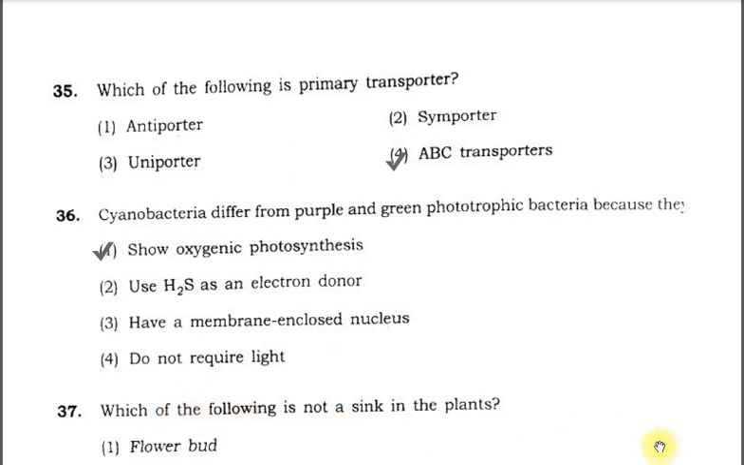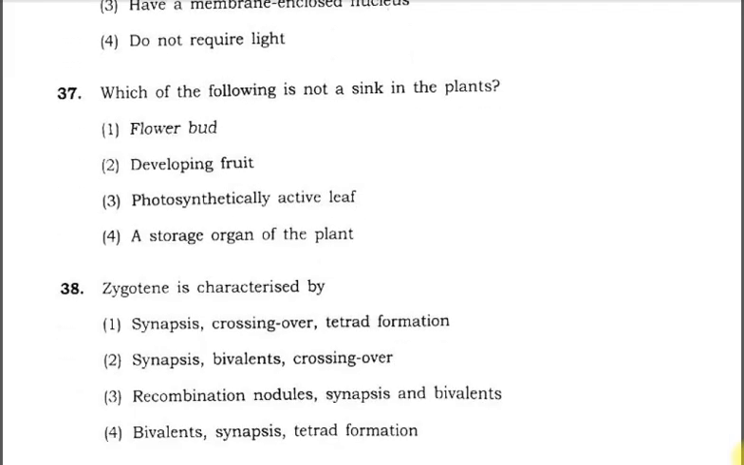Question number 37. Which of the following is not a sink in plants? Now again a simple question, but still you have to think it over. The options are flower bud, the option 2 developing fruit, the option 3 photosynthetically active leaf, the option 4 a storage organ of the plant. First of all, out of this, the one which is not a sink is the option 3, the photosynthetically active leaf. Now listen carefully, what is a source, what is a sink?